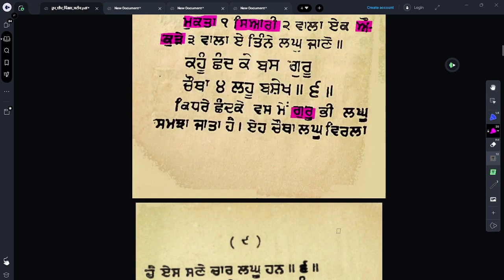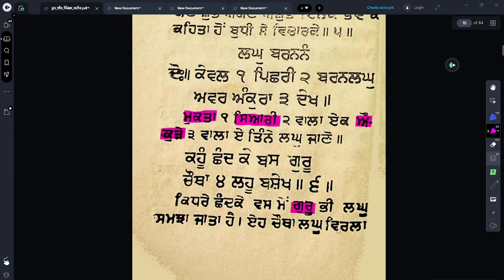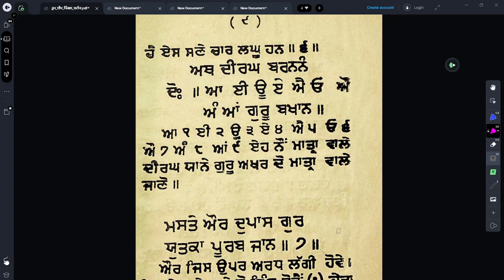Now ahead is diragh baranang. So we did laghu baranang, which is the description of the short syllables. Now we're going to go over diragh baranang, the description of the long syllables, right? The diragh matras. So ath diragh barnang dohra.